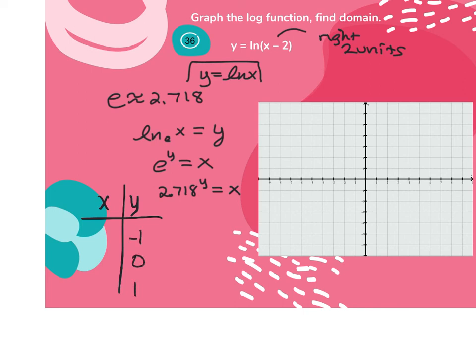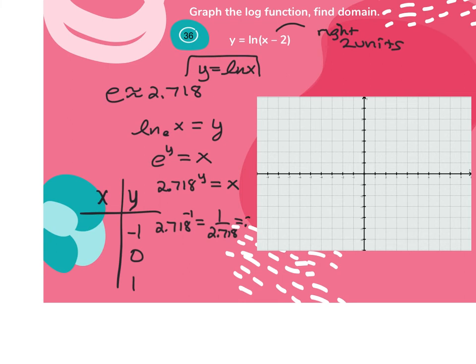So what this is really saying is 2.718 to the -1, which really means 1 over 2.718, which was about 0.37. And then here, 2.718 to the 0 power equals 1. And then here, 2.718 to the first is just 2.718. Again, I'm just going to round these when I graph them to about 2.7.